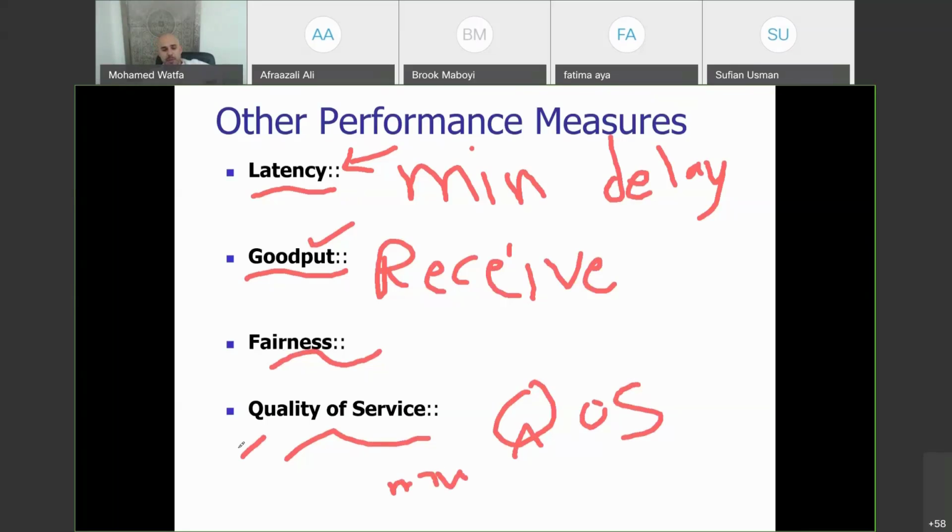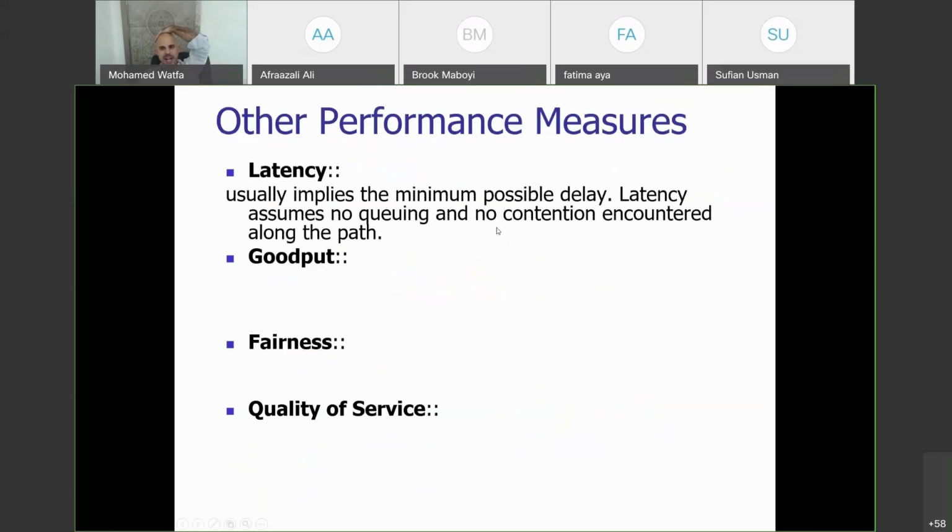An example we did in the tutorial of multimedia quality of service is called jitter. Yes, thank you. Jitter. Bonus point for you, Reda. Jitter is a good example of a quality of service measure. So yeah, these are quick definitions. I kind of talked about it.